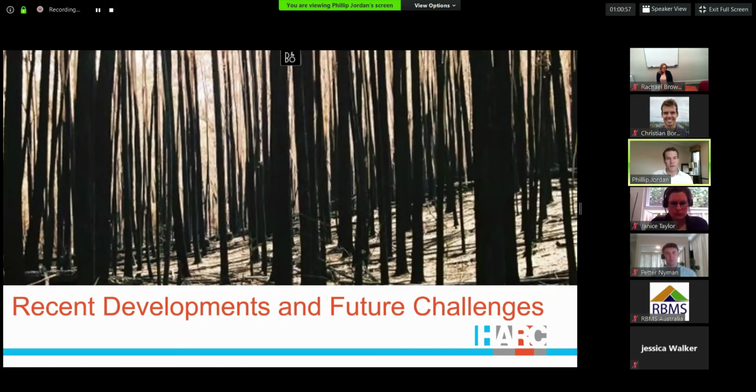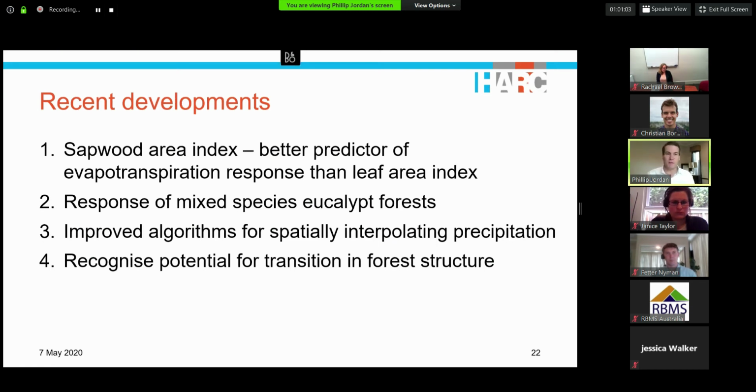So now I'm going to talk a bit about recent developments and future challenges in this space. These are really based on a lot of research that's occurred in recent years. The first one is around the use of alternative means for modelling water yield impacts. The MACAQUE and BISI models that I mentioned earlier chiefly used leaf area index as the predictor of the change in evapotranspiration from eucalypt forests. Recent research that Dominik Duursma, Richard Benyon and others have undertaken has found that sapwood area index can be a much better predictor, and that can be estimated using LiDAR data.